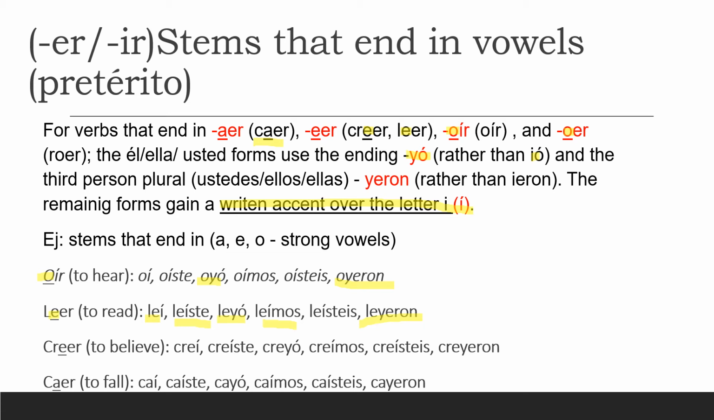Creer, same situation. You drop the ER and you have a vowel. Creí, creíste, creyó with a Y, creímos, creyeron. Caer, to fall. Drop the ER, you have an A. Caí, caíste, cayó, caímos, cayeron.